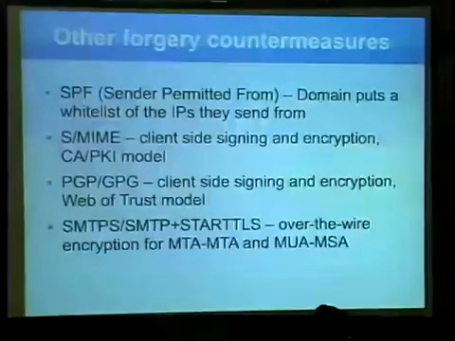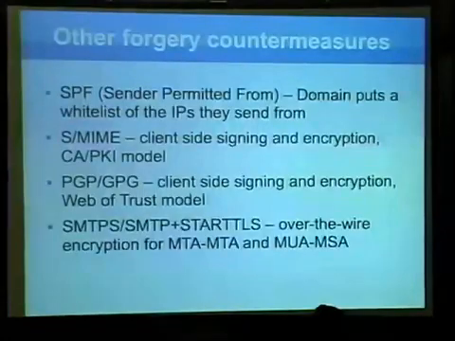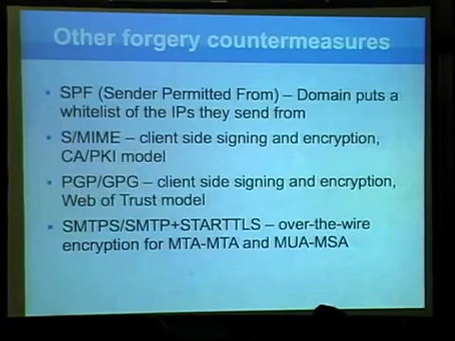I sputtered through most of this part already, but the other thing I didn't mention is there's SMTPS, which is SMTP with SSL, and SMTP with STARTTLS, where your communications start plain text, and then you upgrade the session to SSL. Those things are used for encryption over the wire only. It does not protect the message content from anything other than eavesdropping.